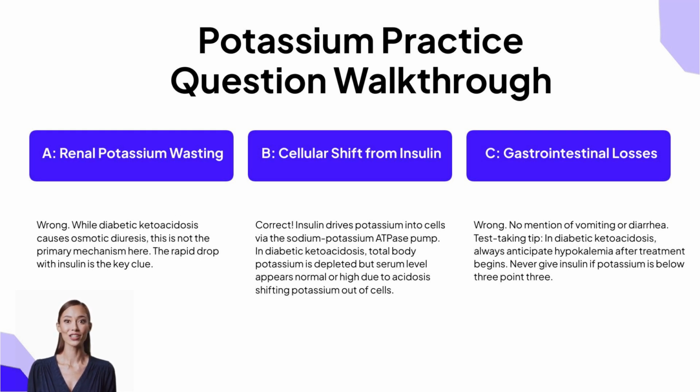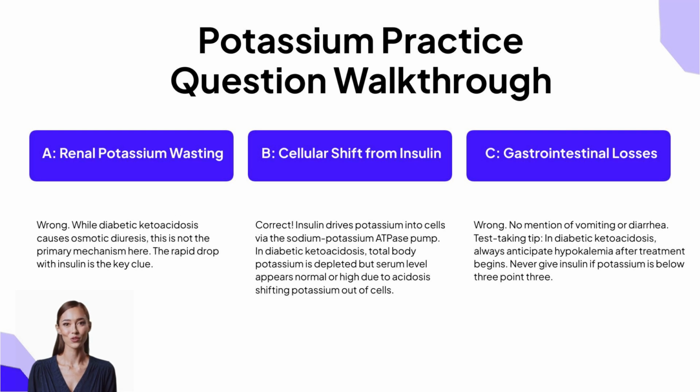Choice B, cellular shift from insulin, is correct. Insulin drives potassium into cells via the sodium-potassium ATPase pump. In diabetic ketoacidosis, total body potassium is actually depleted, but serum level appears normal or high because acidosis shifts potassium out of cells. Choice C, gastrointestinal losses, is wrong. No vomiting or diarrhea was mentioned.